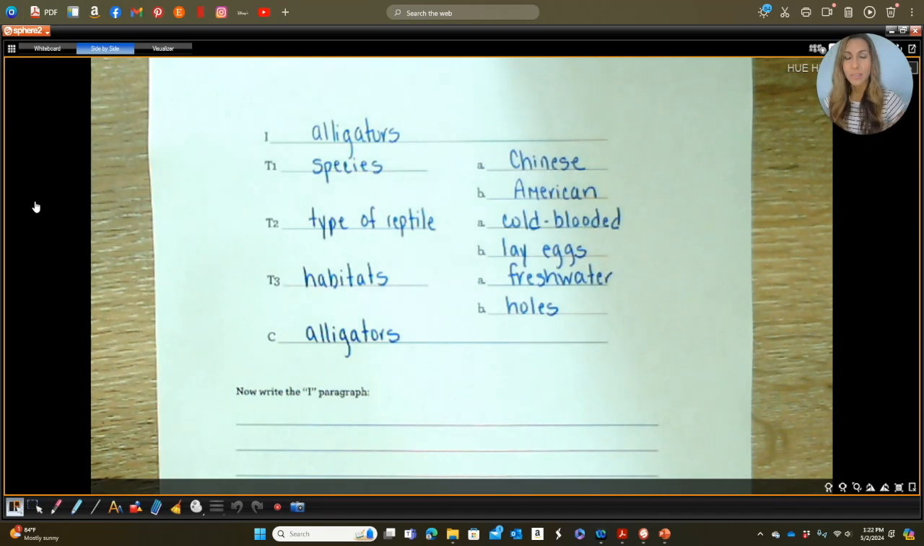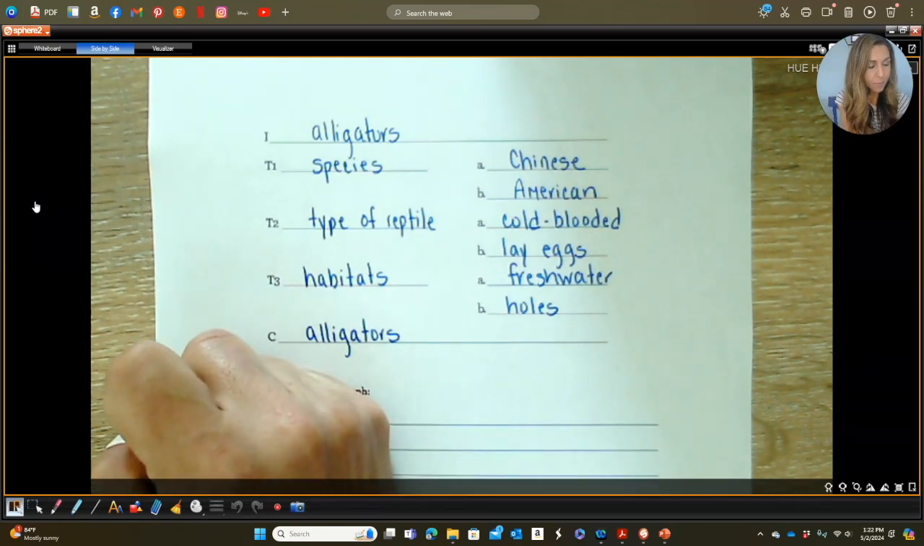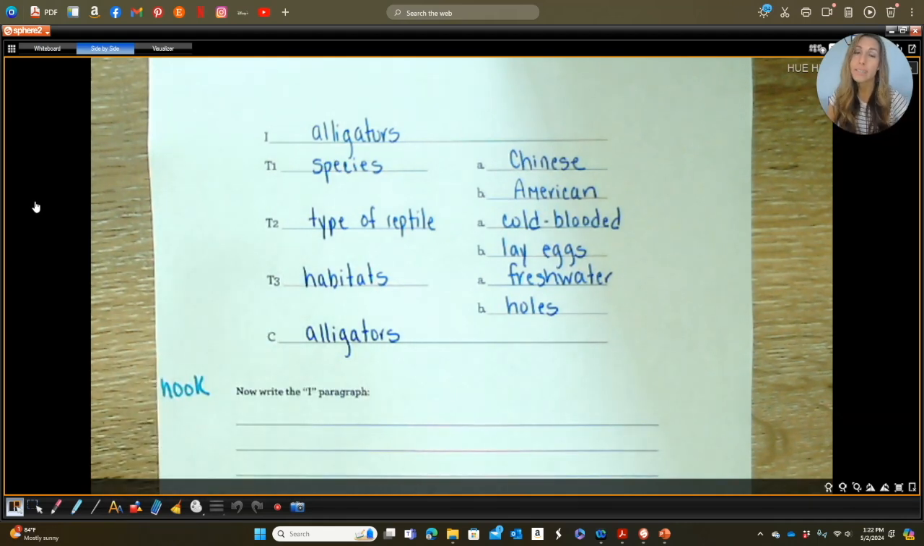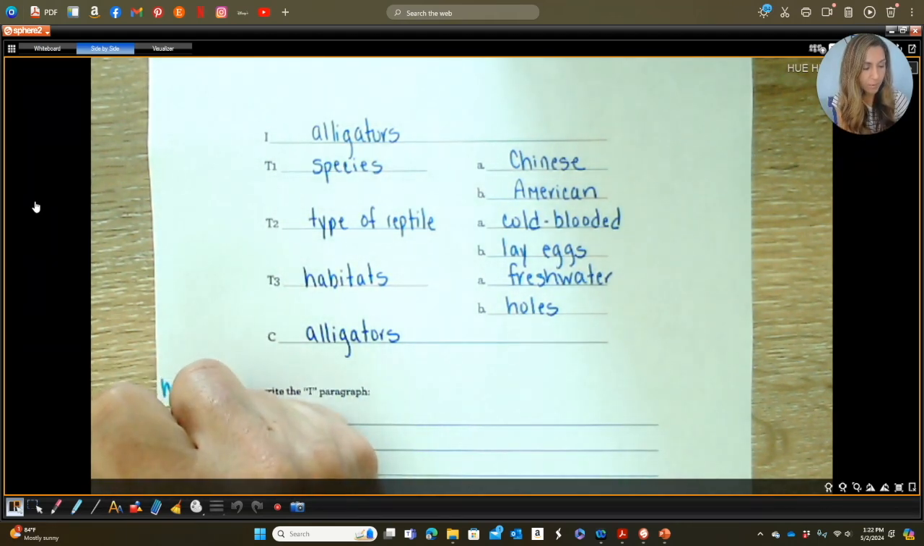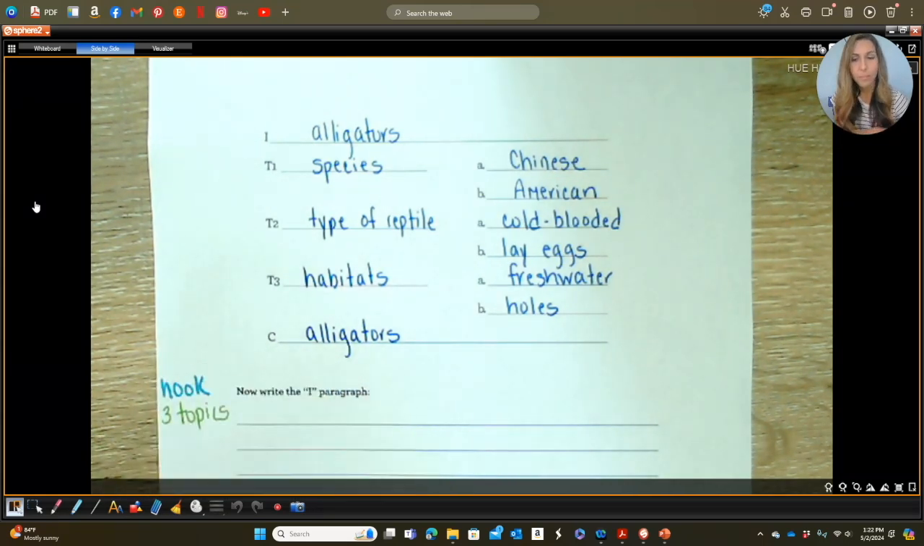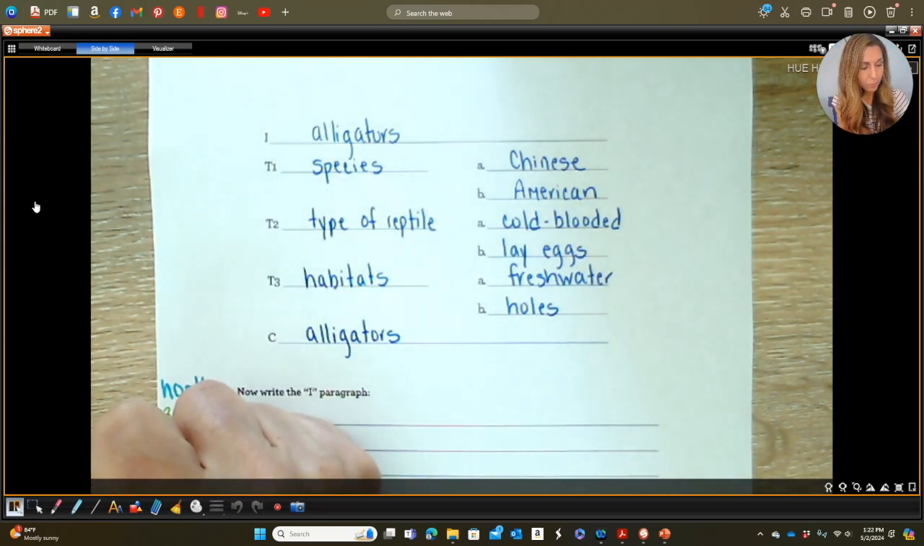Now, when I write the introduction, I'm going to write in color so that you can see the structure of the paragraph. And in the margin, I'm going to jot down for you a key which tells you what each color represents. So my hook will be in blue. My 3 topic sentence is going to be in green, and then my closing statement will be in orange.